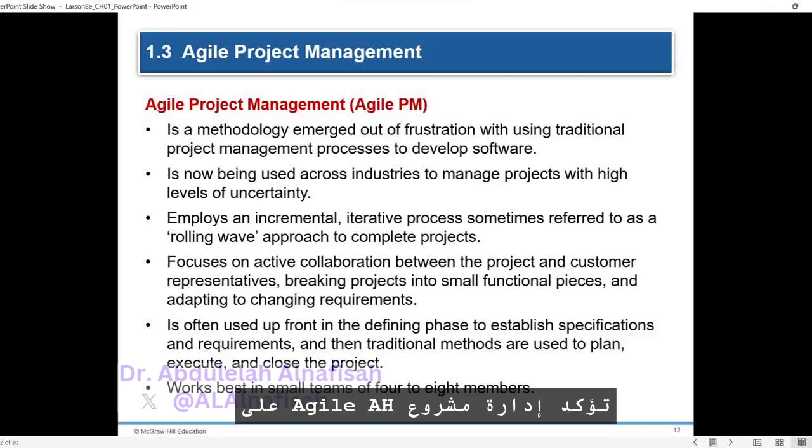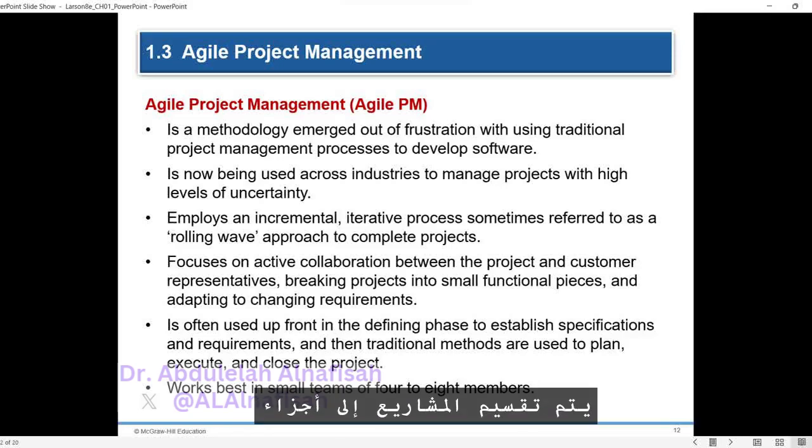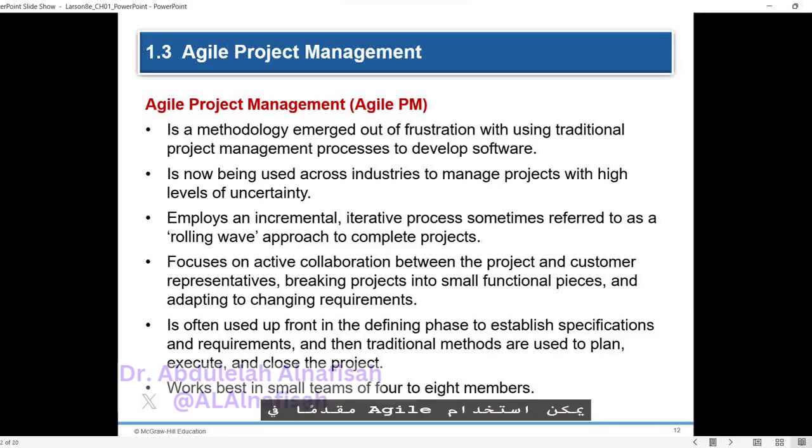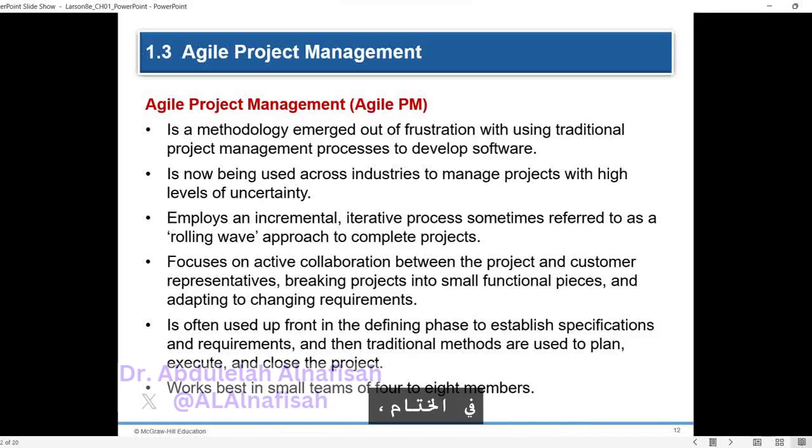Agile project management emphasizes active collaboration between the project team and customer representatives. Projects are broken down into small functional pieces, and the approach adapts to changing requirements. It's important to note that agile methods can be used in conjunction with traditional methods. Agile may be employed up front in the defining phase to establish specifications and requirements, while traditional methods are used for planning, execution, and project closure.